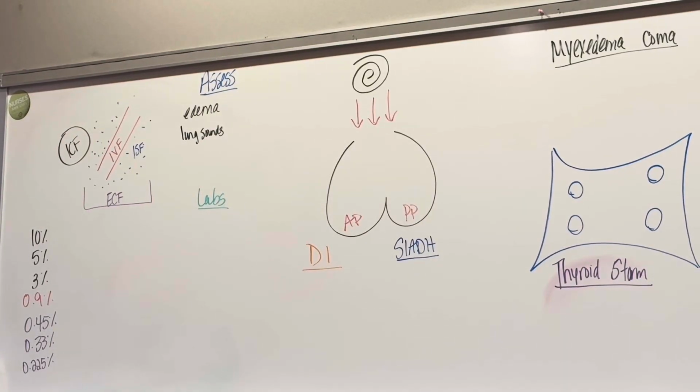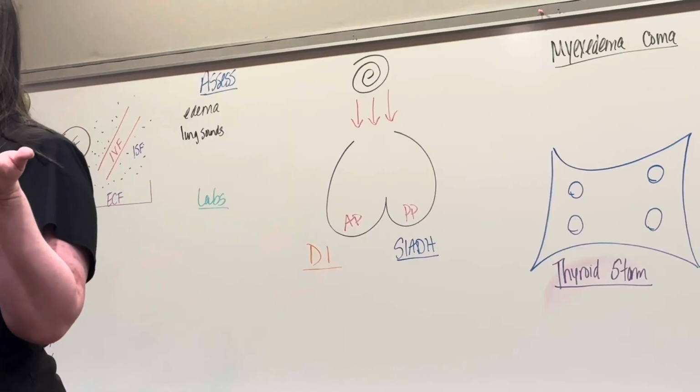Crackles tell me what? Crackles tell me I've got fluid in my lungs. I'm not supposed to have crackles, am I? Those are what we call adventitious lung sounds. We don't want any of those. No adventitious lung sounds allowed. We want clear, good lung sounds. Crackles are going to tell me that I've got fluid where it doesn't belong. If I have fluid in there, then I don't have good gas exchange.